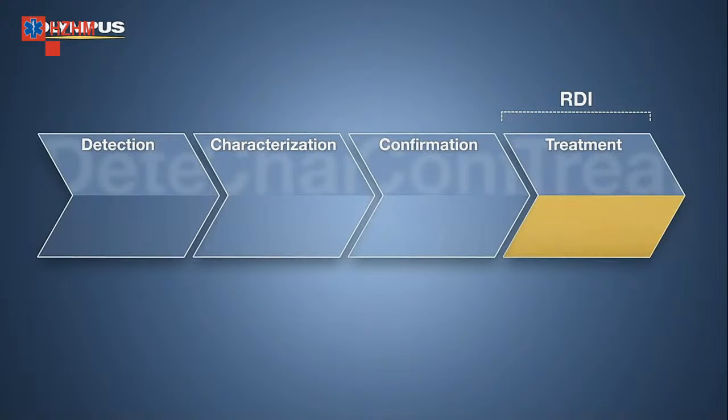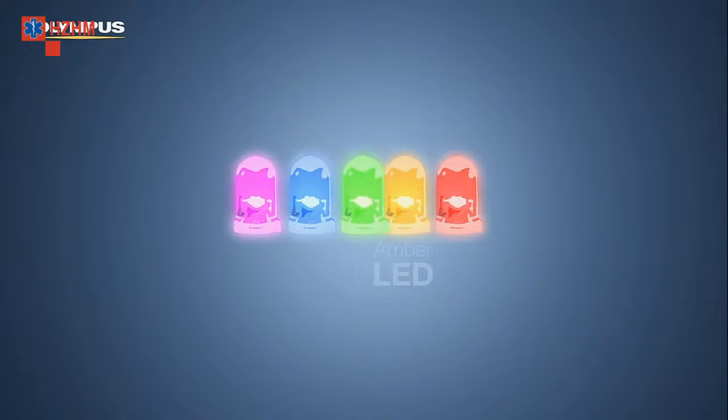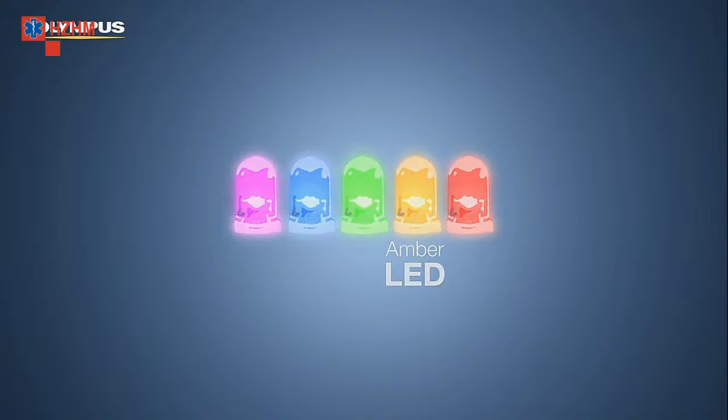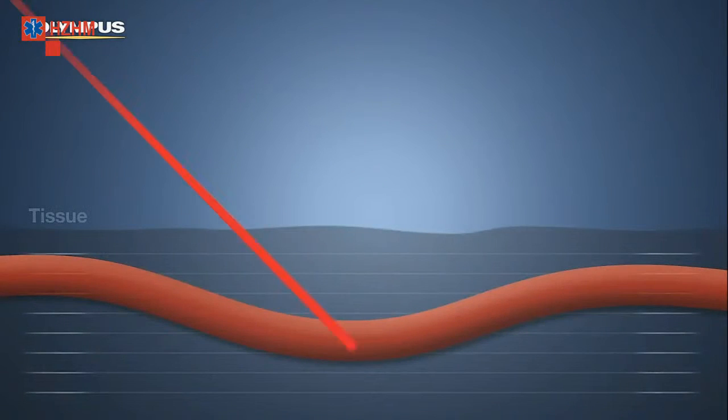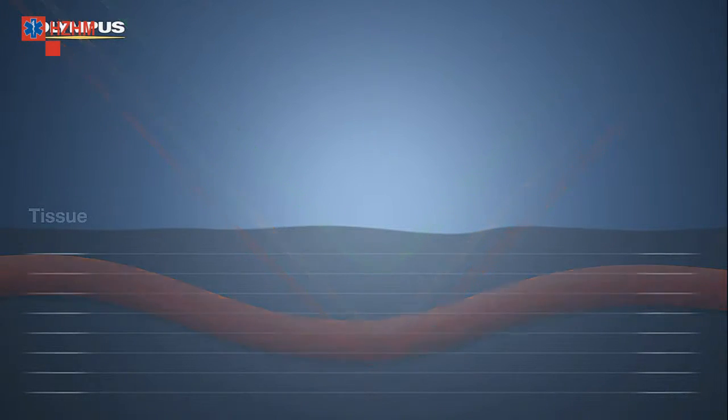Of deep vessels and bleeding points during endoscopic treatment. RDI stands for red dichromatic imaging. RDI uses an additional amber LED. Red light penetrates deeper into the tissue compared to green light. If a deep blood vessel is present, amber light is strongly absorbed. The vessel appears darker and is therefore more visible.